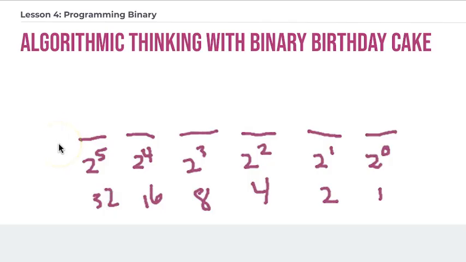All right, 1, 2, 3, 4, 5, 6. We're just going to squeeze this one in here. 2 to the sixth power, or 64. And remember, we can create the numbers up to 127 with these.